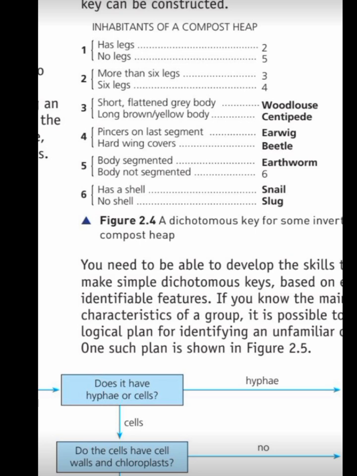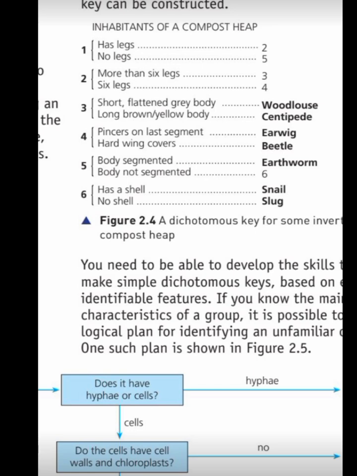Now the question arises: are the legs short, flattened, with a grey body? If it is like this, then it is classified as a woodlouse, and if the legs are long with a brown-yellow body, then it is classified as a centipede. Now we use the body shape and color to identify the animals, and it is the way we identify the invertebrates.